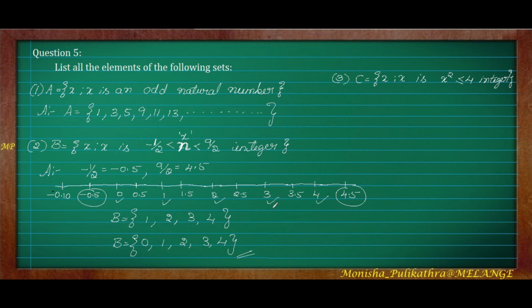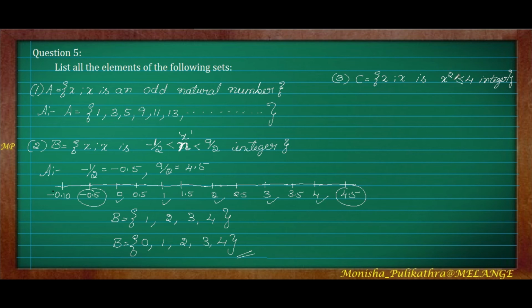These are the elements which come under these points. Okay, next is the third question. C is the set of x such that x is an integer, where x square is less than or equal to 4.